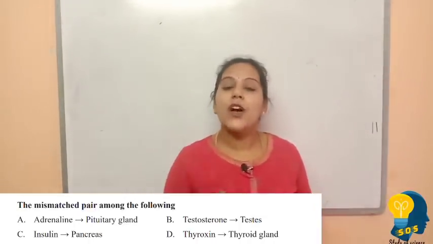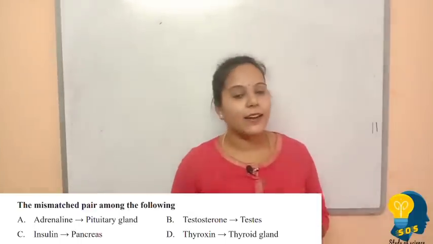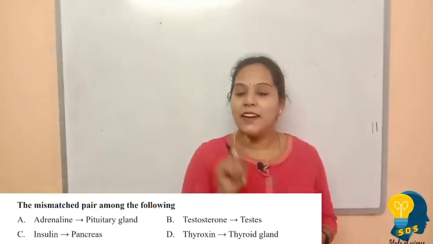So option B, let us check whether it's correct or not. Testosterone is a hormone released by the testis, so it is correct. When we look at option C, insulin, definitely it is released by the pancreas, so it is correct. Option D, thyroxine is a hormone released by the thyroid gland, so it is also correct. So the incorrect one is option A, because adrenaline, pituitary gland is wrong. Adrenaline should be adrenal gland.